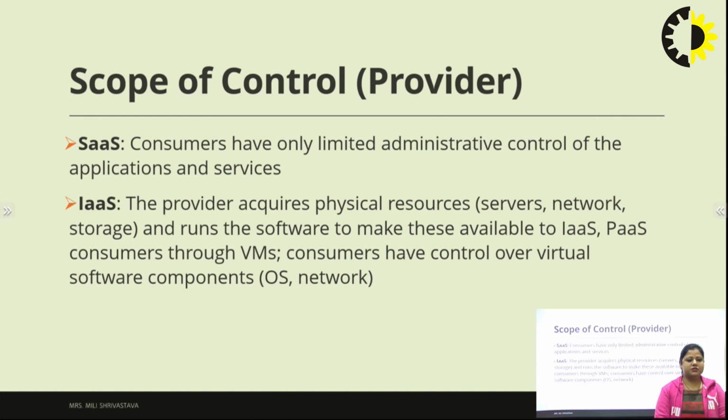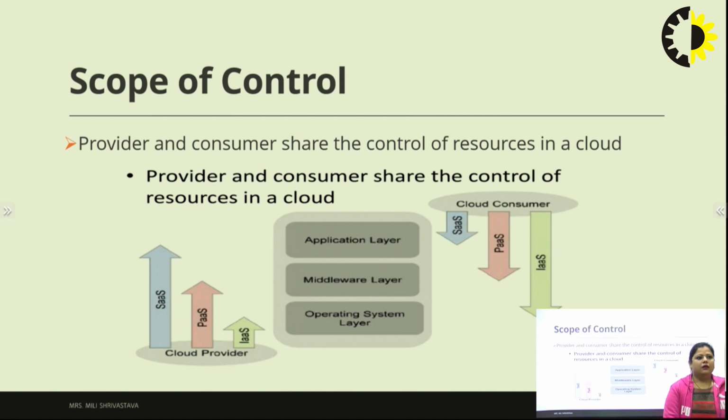Next is infrastructure as a service. The provider acquires physical resources, servers, networks, storage, and runs the software to make these available to infrastructure as a service and platform as a service consumers through virtual machines. Consumers have control over virtual software components, operating system, and network. Provider and consumer share the control of resources in a cloud model.